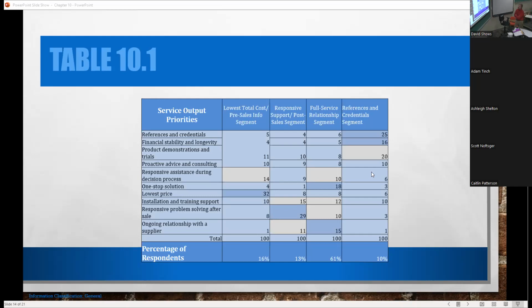And the last group, the number one thing for them is their references and credentials and financial stability and longevity and product demonstration. It means that they're about everything that happens before the sale. They don't necessarily care about any help after the sale, not really, a little bit, but what they want to make sure of is that they're making a proper decision before they actually go into it.